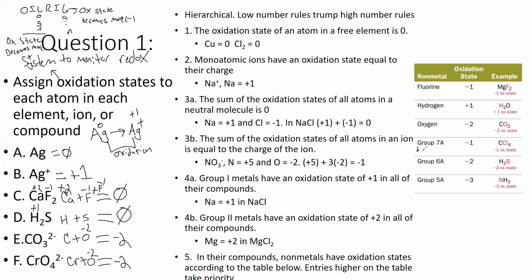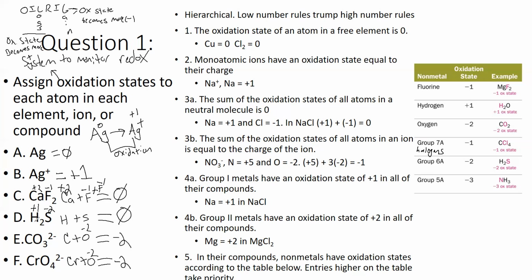Group 7A, halogens. Always going to be -1. Group 6A, so that's the same column as oxygen, -2. So we do have a sulfur. Sulfur's in group 6A. So that's -2. So D is done.